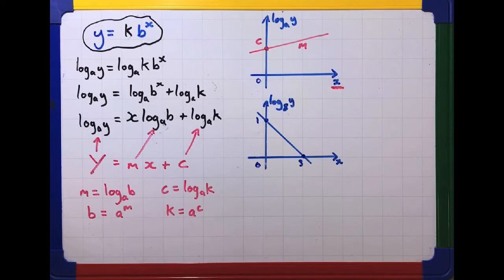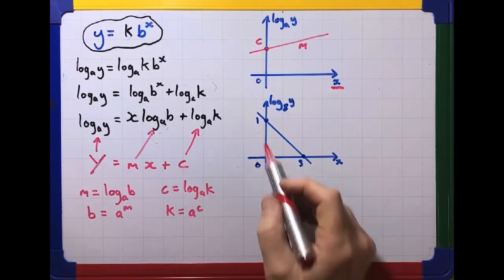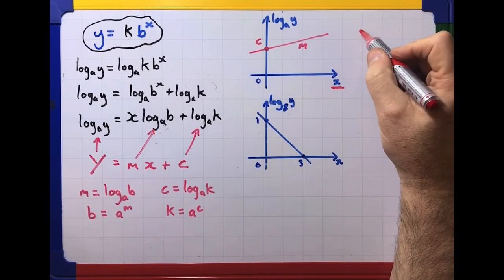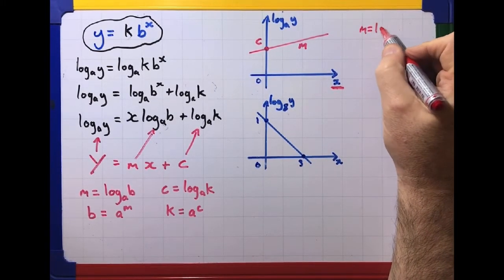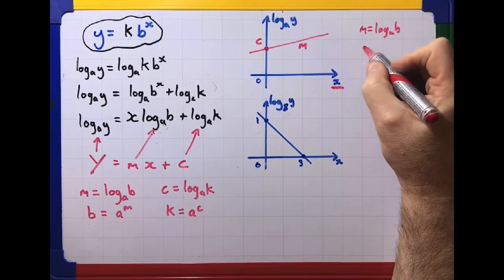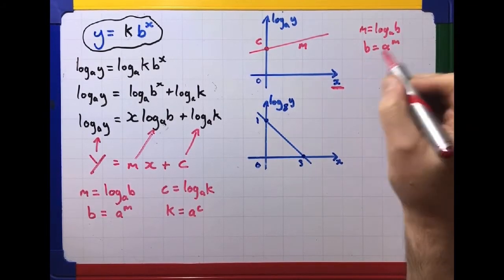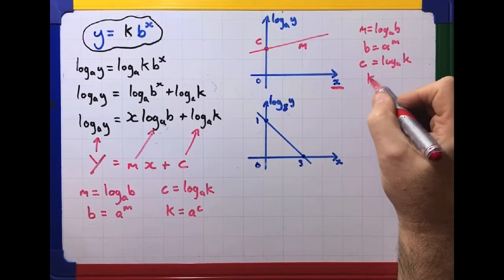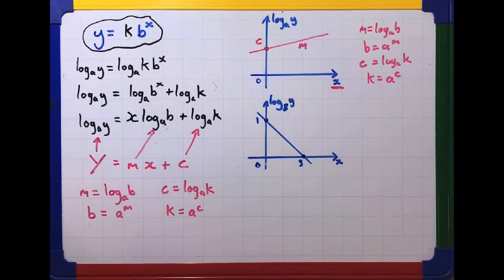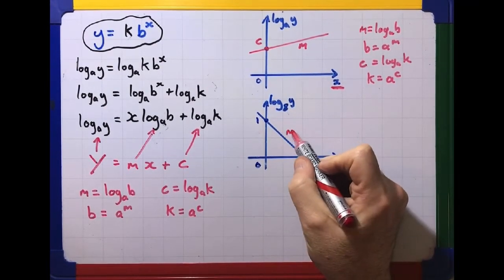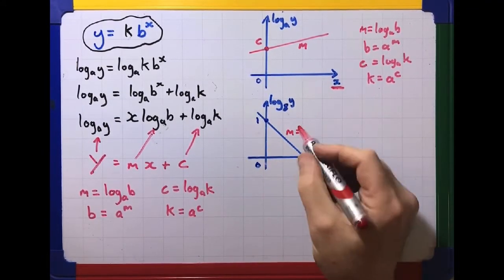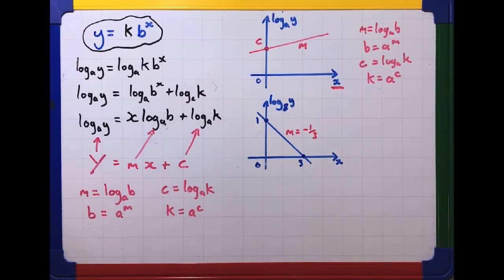Okay, so let's look at this. So if we looked at that one again, let's just write down what we've got. We've got that the gradient is equal to log to the base a of b. So b is a to the power m, and we've got that c is log to the base a of k, so k was a to the power c. Right, here the base is 8, but we don't have the gradient yet. The gradient, look, it goes down 1 for across 3, so that's minus a third.